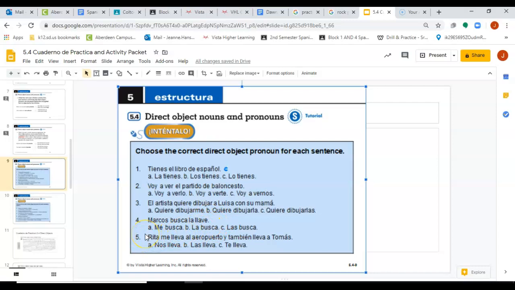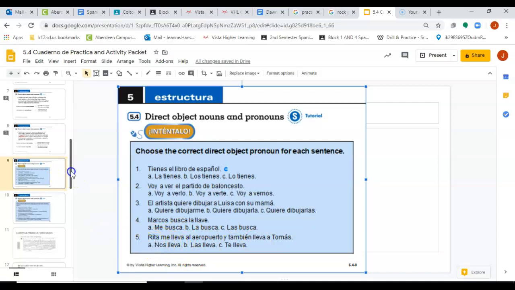Rita brings me to the airport, and also she brings Thomas. So if she's going to bring Thomas and she's going to bring me, that means she's going to bring us.